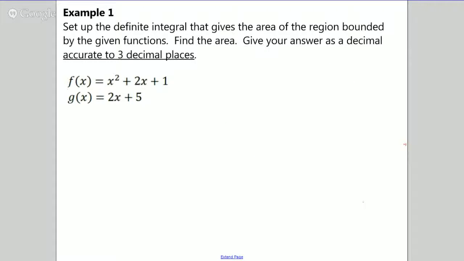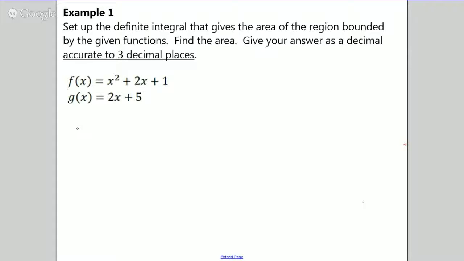Okay, let's set this one up. It says, set up the definite integral that gives the area of the region bounded by the given functions, find the area, give your answer as a decimal accurate to 3 decimal places. So in this case, just set it up and then you can find the answer in your calculator, and I'll let you do that on your own. So let's set it up. The difference here is we don't have a graph this time, right? So we're going to need to figure out what the top function is and what the bottom function is. And we can actually do that without a graph. We can do that algebraically.